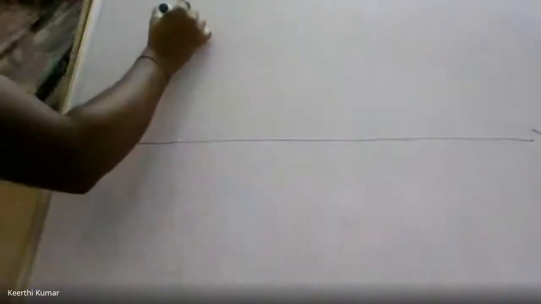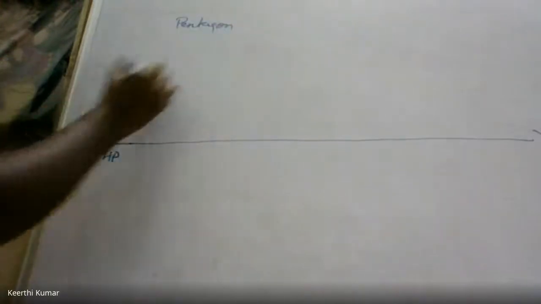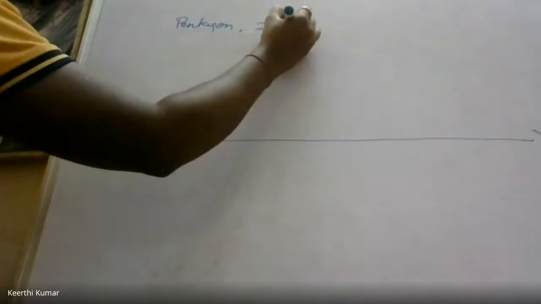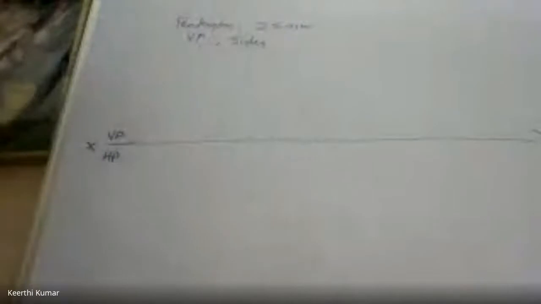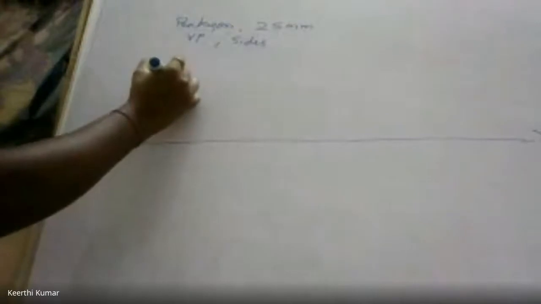What is the given lamina? Pentagon. You will make a note of this. Pentagon lamina, 25 mm sides, on one of its sides. Correct? This is the given: sides or edges 25 mm. Both are correct. Resting on VP, one of its sides. So how to proceed? First you draw one side.